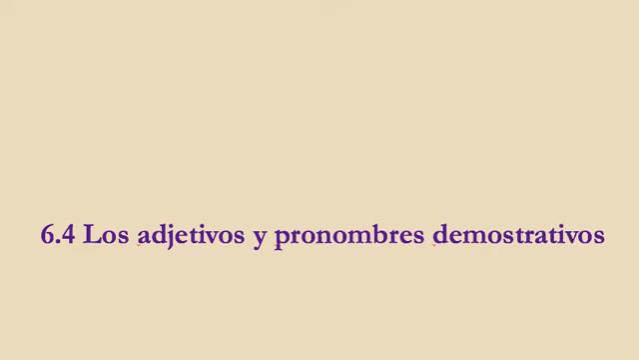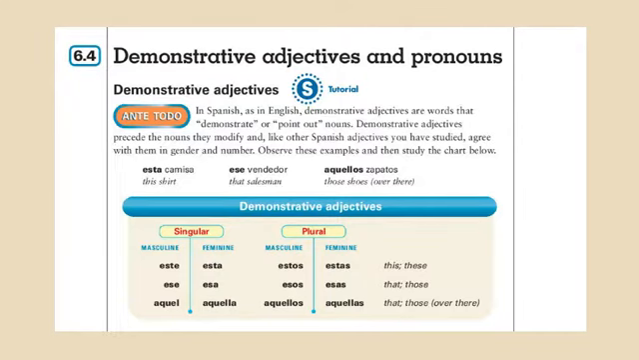Section 6.4, los adjetivos y pronombres demostrativos. So in Spanish, as in English, demonstrative adjectives are words that demonstrate or point out where nouns are. They're generally words like this and these, or that and those, or maybe those over there. So just words that describe nouns, that describe their spatial reference to the speaker.